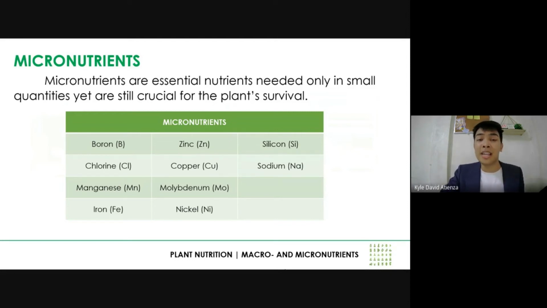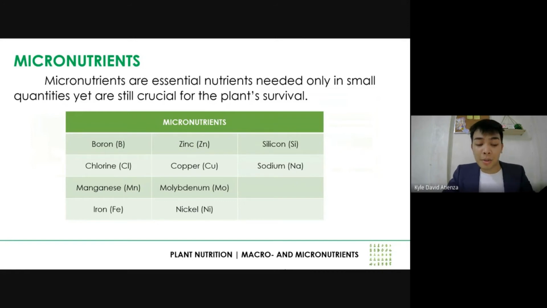The main difference, again, you have to remember this, between macro and micronutrients is the amount or the quantity needed by the plant for its survival. So macronutrients are needed in higher concentrations, while micronutrients are only needed in smaller quantities.